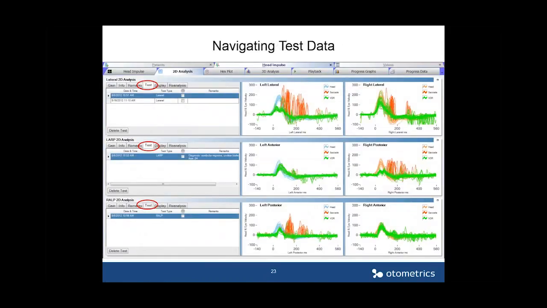Okay, and then when you're navigating through the tests, now I pulled up this patient, and if you look here for the video head impulse test, there is a test tab, and under that test tab you would have all the tests that were performed for that patient. So if you look here in the lateral, you can see there was one performed on August 6, 2012 and one on May 16, 2012. So you go to your test tab and it's going to list all the tests for that patient.